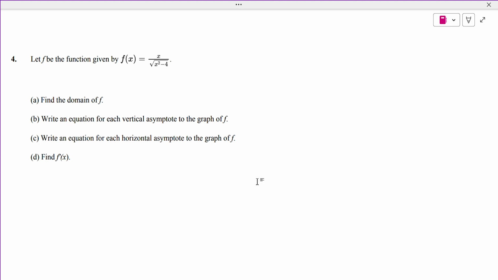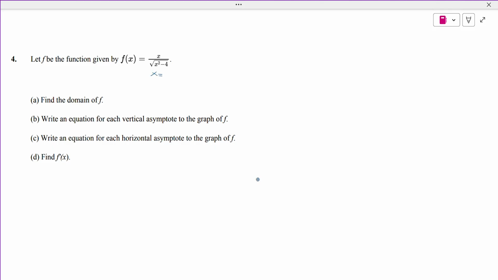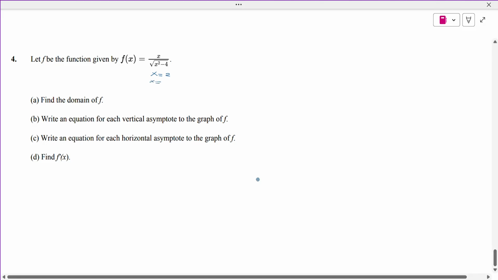We need to find the x values that will make the function undefined and exclude them. If you look at this function, first of all, it's a rational function, so we need to exclude the zeros of the denominator. So what makes the denominator zero? We have x equals 2 and x equals minus 2. So these two values will make the denominator 0, so we'll exclude them. x cannot be 2 and x cannot be negative 2.